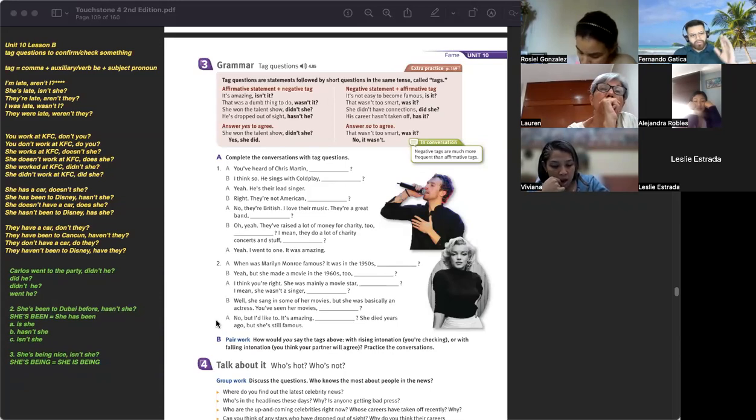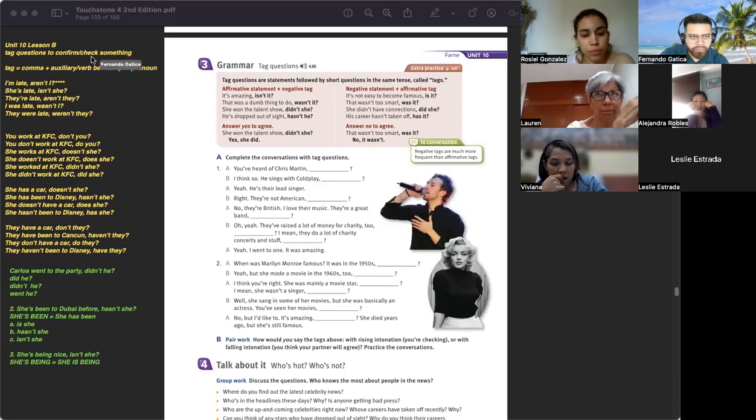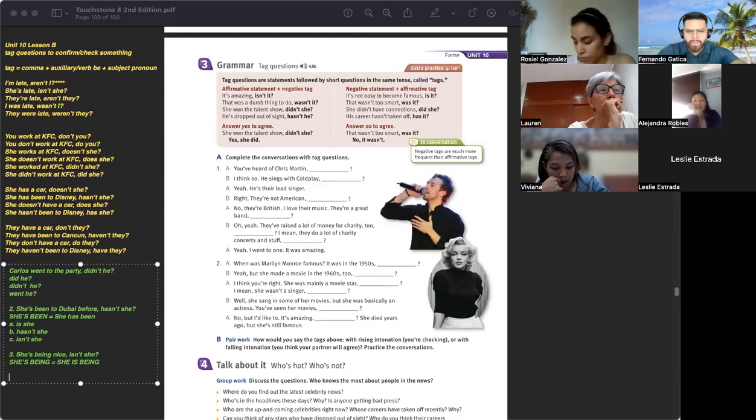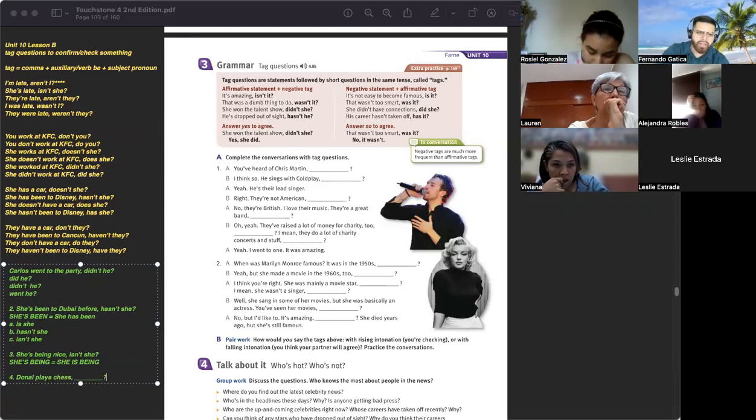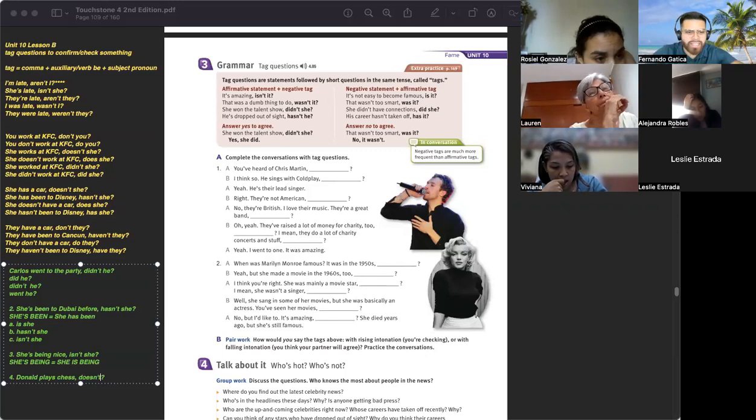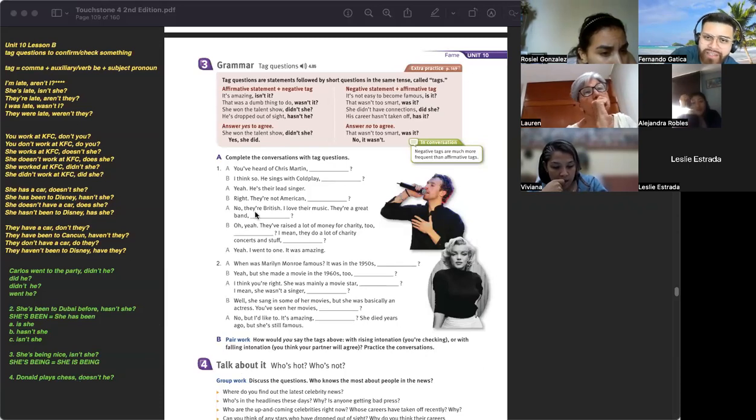In the continuous verbs, you use the verb be and the verb ing, the present participle, not the past participle. All right, one more. What is the tag for number 4? Donald plays chess, doesn't he? Yes, he does. No, he doesn't.